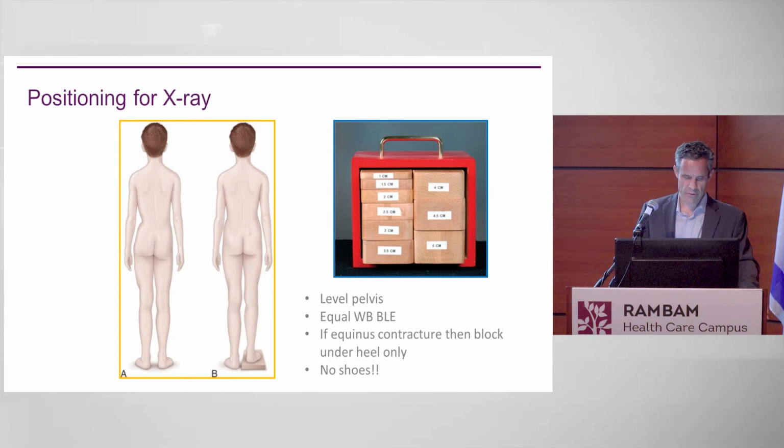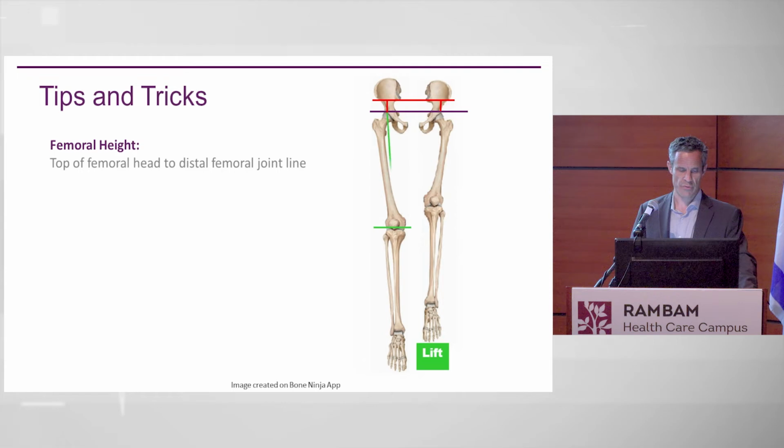So positioning for the x-ray again, the 4 key points: that they have a more or less level pelvis, they put their weight equal on both sides, make sure the equinus contracture is not affecting you adversely, and take off the shoes. These patients, they always hide something in their shoe, and the tech doesn't always know if it's there.